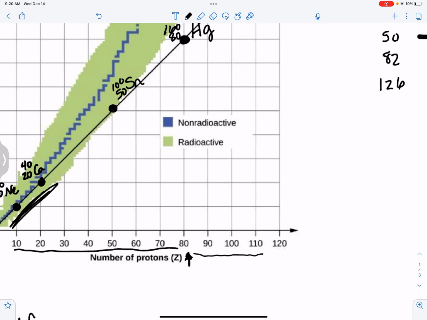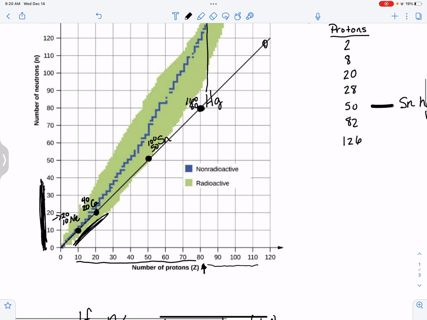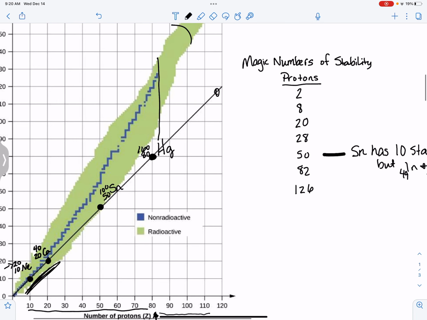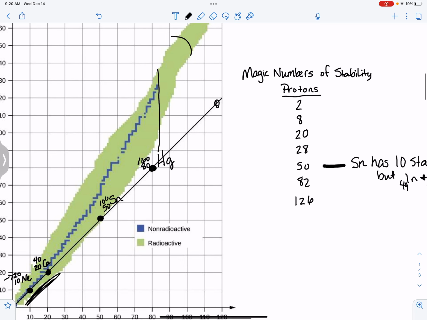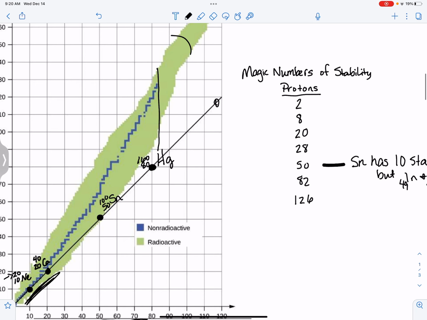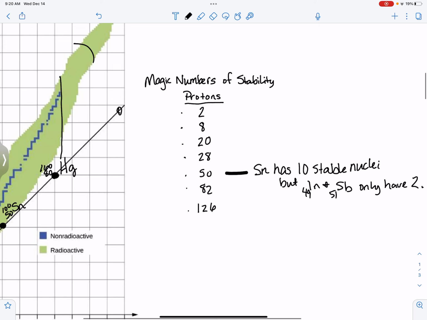And then the green part, you can see we have a wider range of green sitting around here. You also want to know, not for a test, but just so that you know, that there are magic numbers of stability. We have found that 2 protons, 8 protons, 28, these are the magic numbers where everything is able to hold together really well. For example, 50 has 10 stable nuclei, but the ones on either side, 49 and 51, only have 2. So that's something else to know: we do have these things called magic numbers.